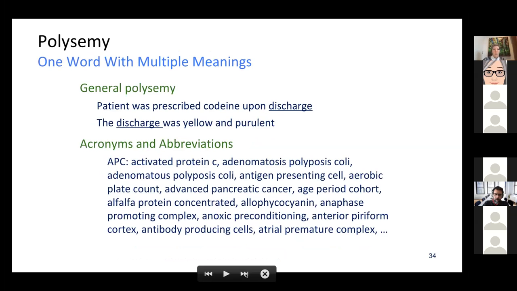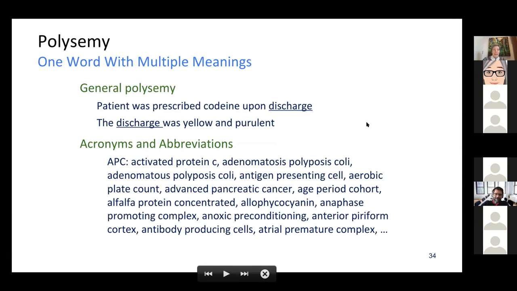The other side of the coin is polysemy. And that's where you have one word, but that one word has multiple meanings or multiple word senses. And so sometimes it's differentiating, you see the word discharge. Are they talking about discharge from the hospital, or are they talking about something gross coming out of the body?